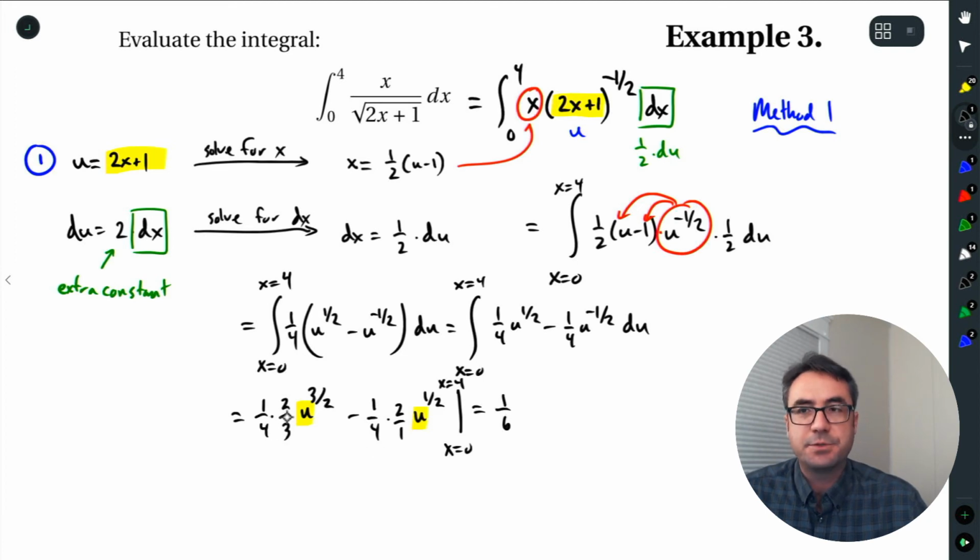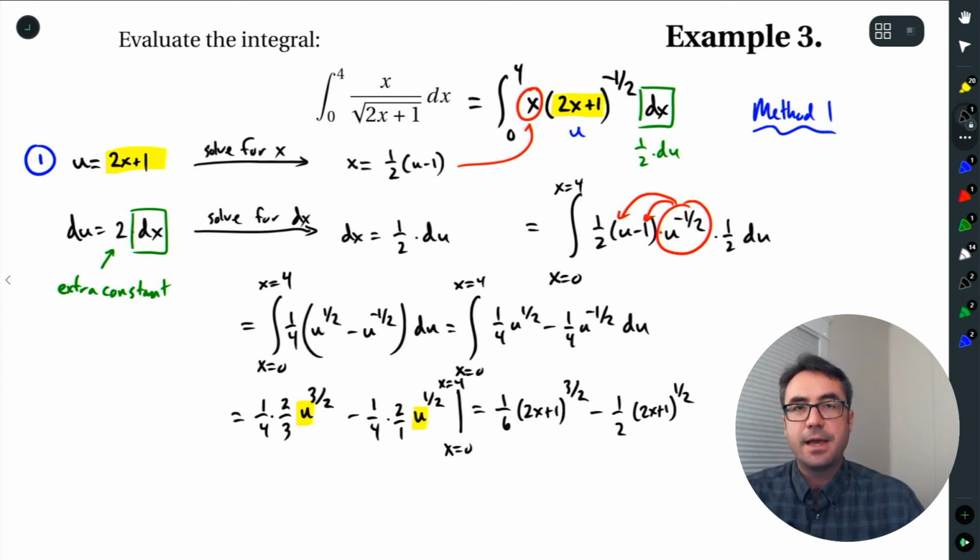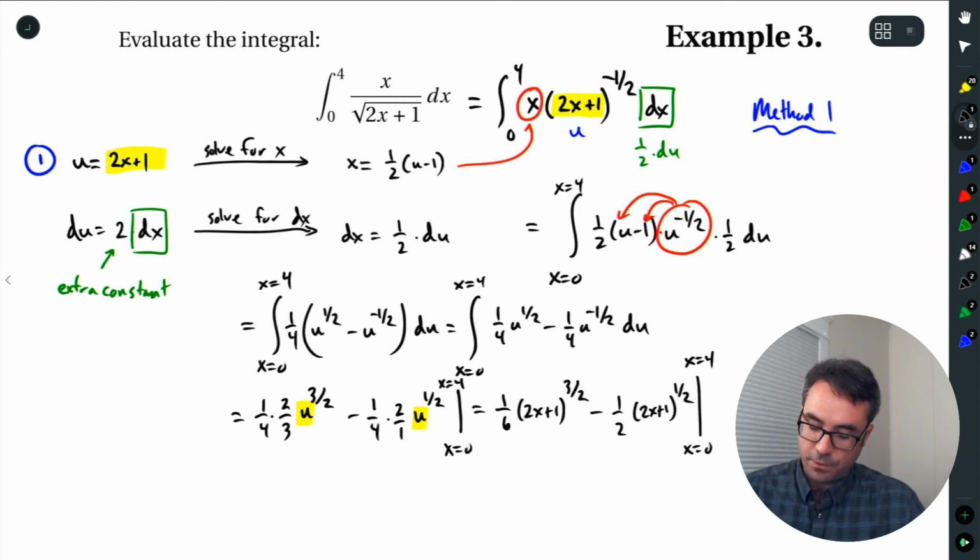So 1/4 times 2/3 is 1/6. 1/4 times 2 is 1/2. So this first piece here is, instead of u raised to the 3/2, we're going to have 2x plus 1 raised to the 3/2. And then for this next piece, we're going to have 1/2, and then instead of u, it'll be 2x plus 1 raised to the 1/2 power. And we'll evaluate this from x equals 0 to x equals 4.